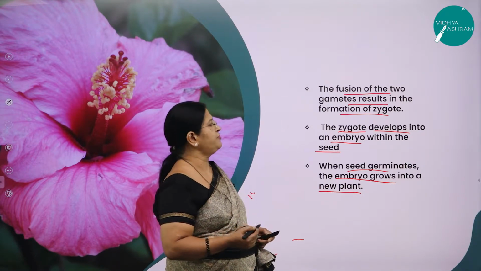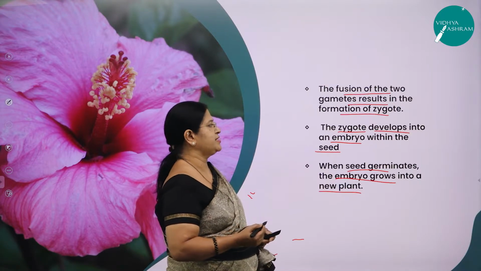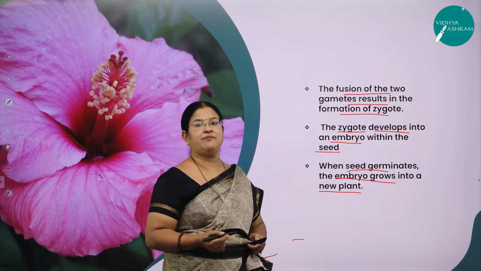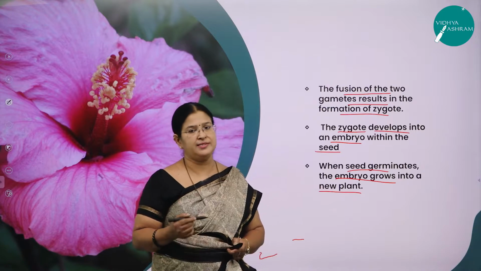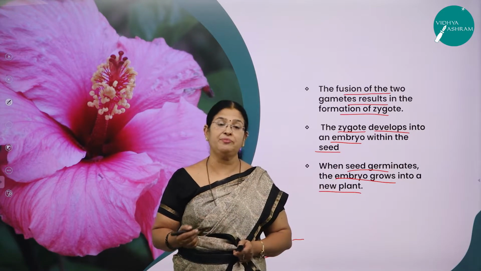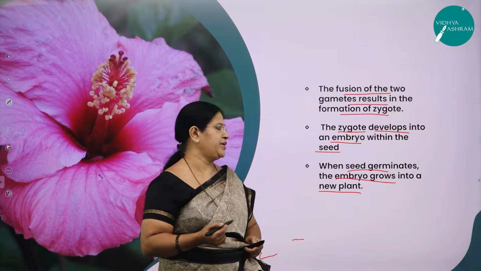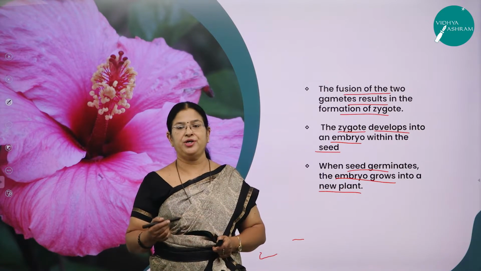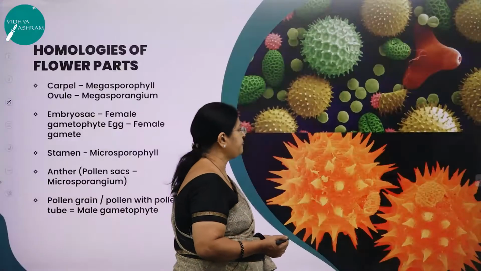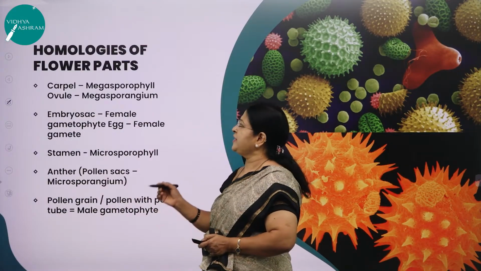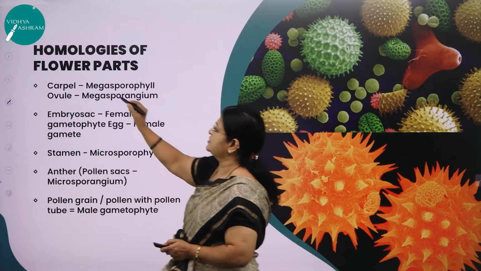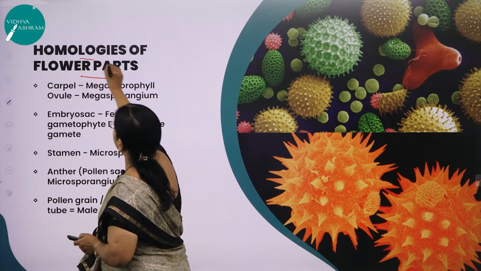So the process of fusion of these two gametes results in a zygote, and the zygote develops into an embryo within the seed. And when this seed germinates, when the climatic conditions are favorable, then it develops into an embryo and later it will grow into a new plant. Next, moving on to the homologies of flowering plants. Let us understand some of the homologies.